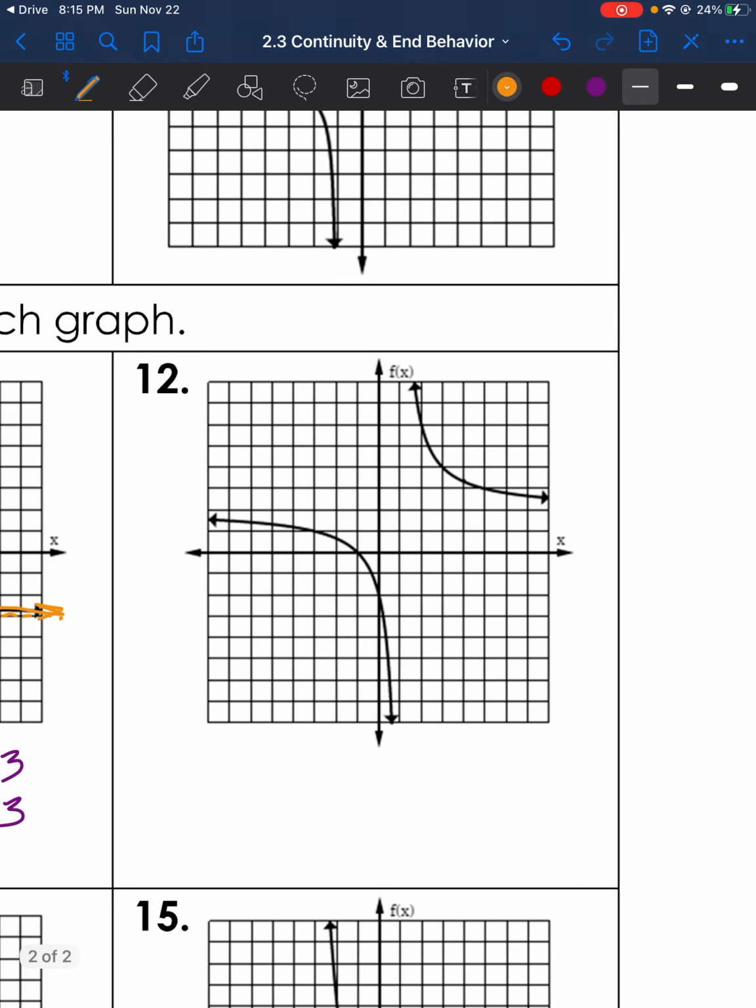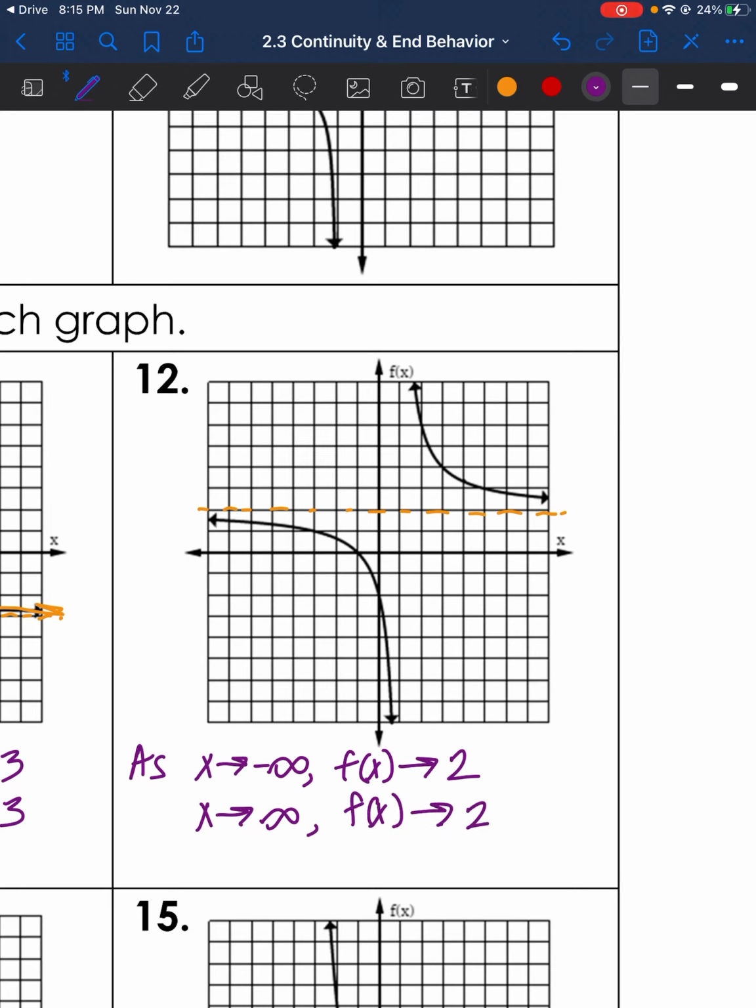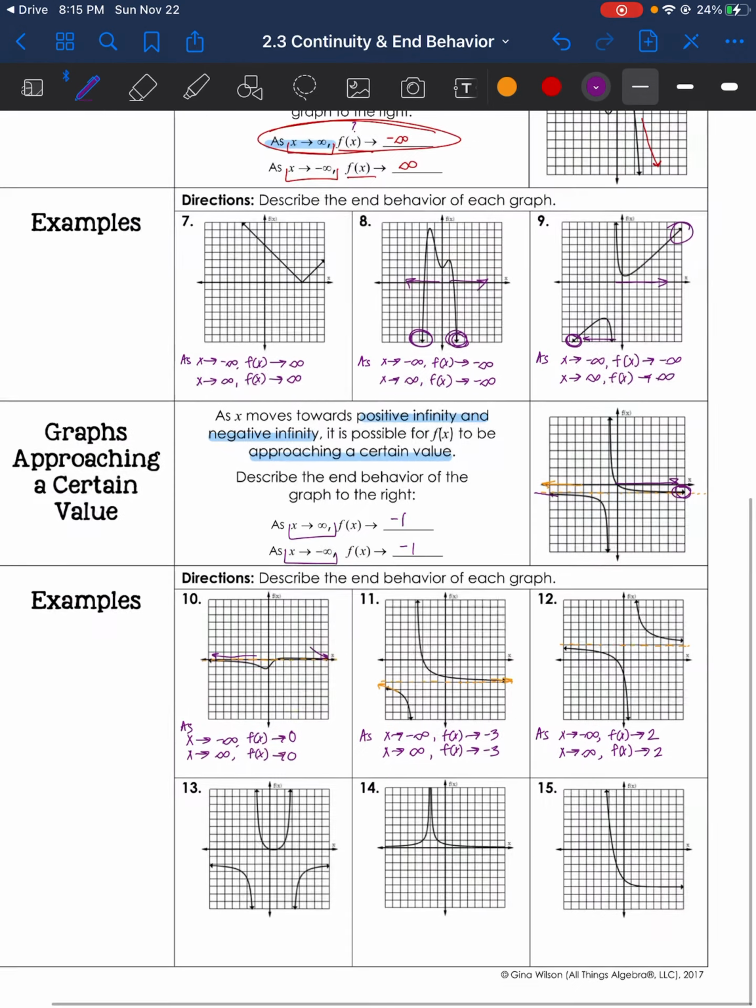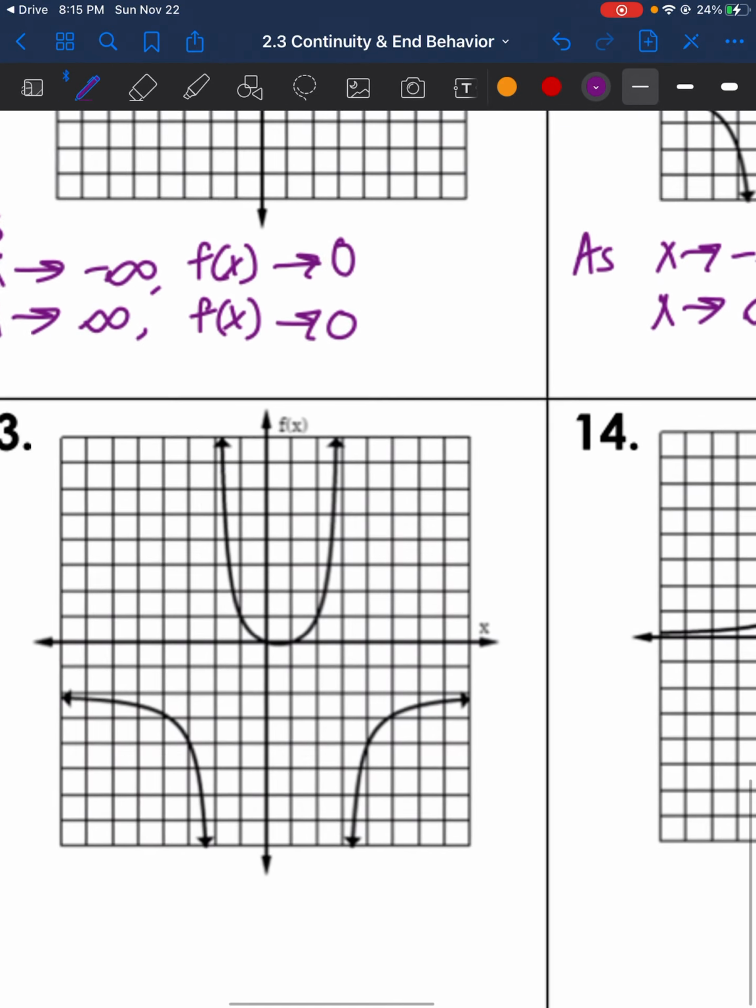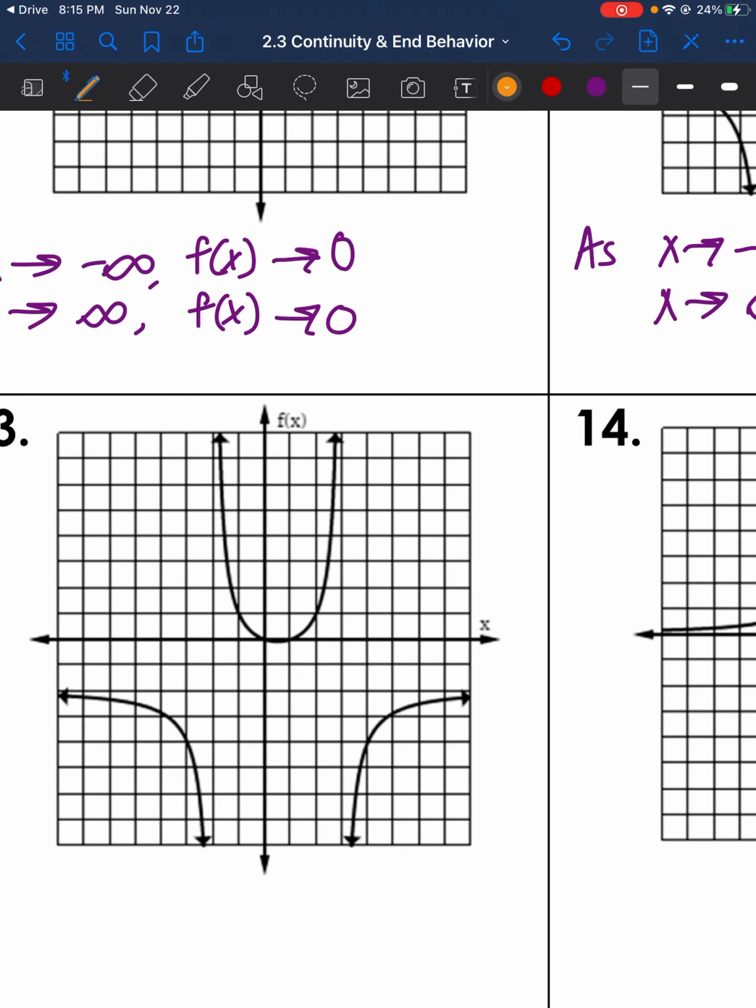For 12, looks like we have another asymptote here at y is equal to 2. Okay, so from both sides, they're just going to continue to get closer to 2. So as x approaches -infinity, f of x is approaching 2, and as x approaches infinity, f of x is approaching 2 as well. All right, so we will see times where these aren't always going to be the same, but for these horizontal asymptotes, a lot of the times they are going to be the same, kind of by definition.